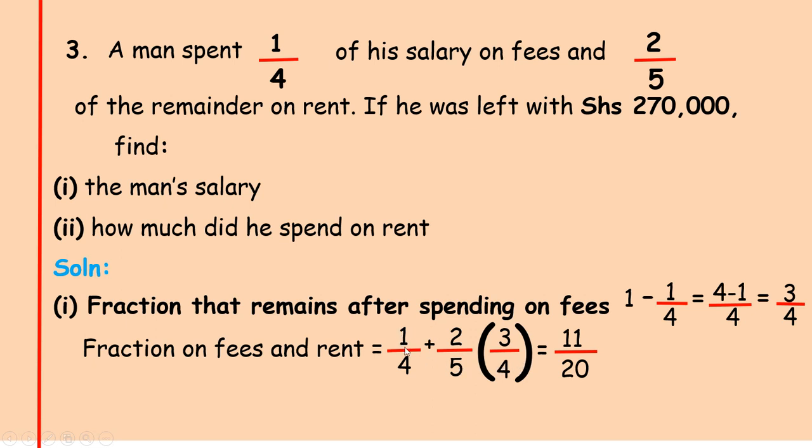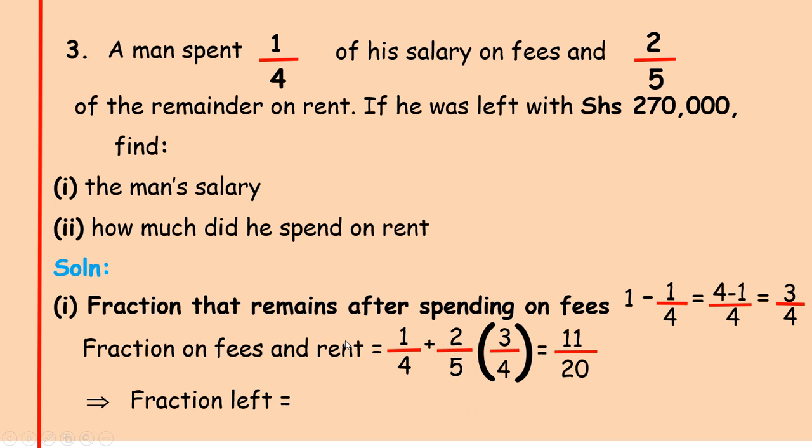Now you can compute this, you can do some side work here. Get a quarter and add 6 out of 20. Try to check that and see whether you come to 11 out of 20. Don't simply write the answer as 11 out of 20. Do some side work in your book, take a quarter and add 6 out of 20. That will give us 11 out of 20. Now that is the fraction spent on fees and rent.